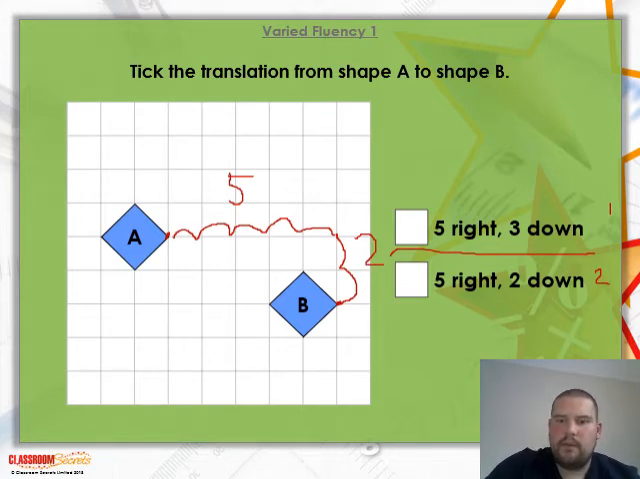When we move 5 right, we're thinking about whole squares. When we move 2 down, whole squares again. So tick the translation for shape A to shape B. 5 right and 2 down.